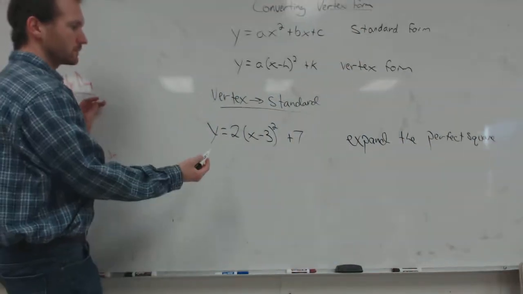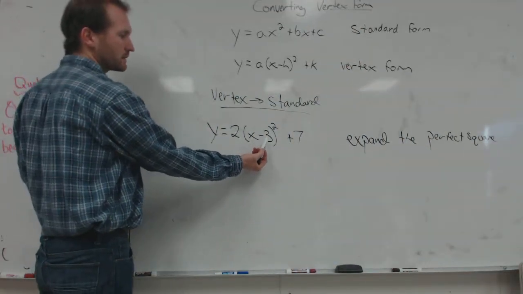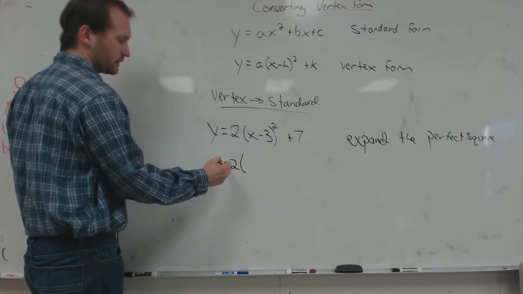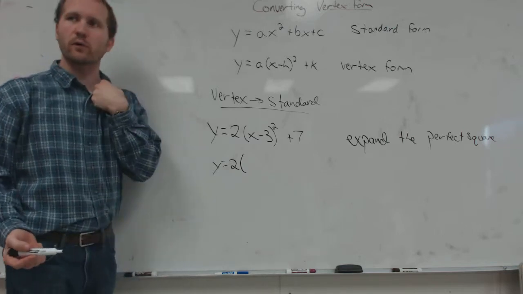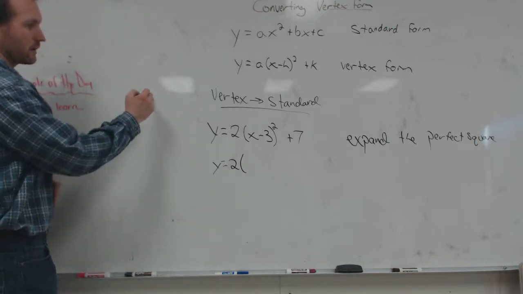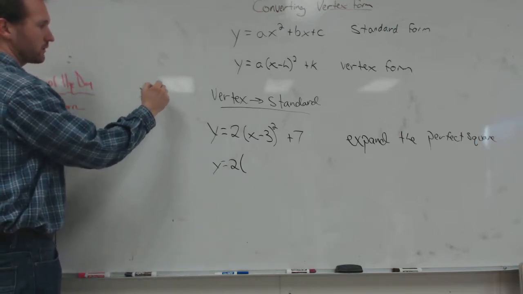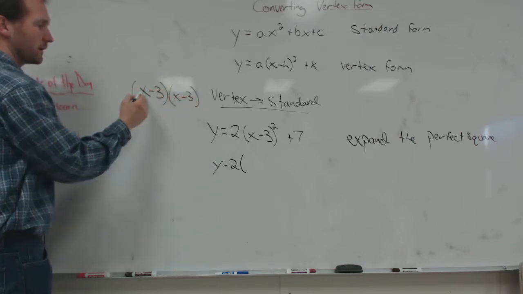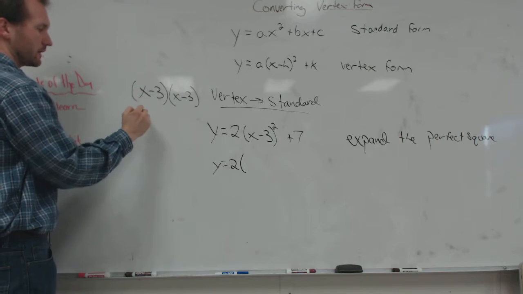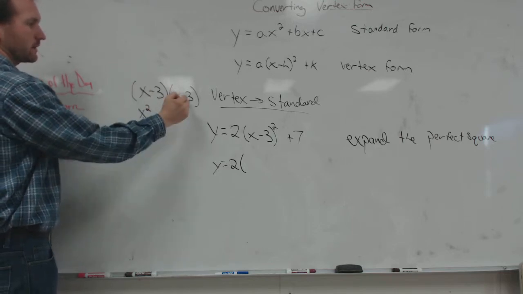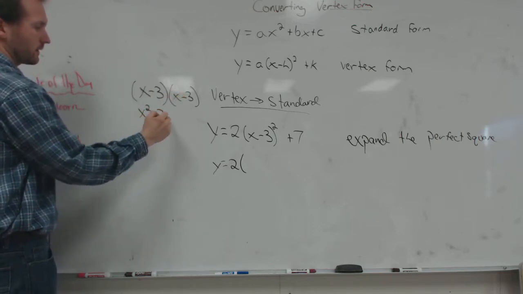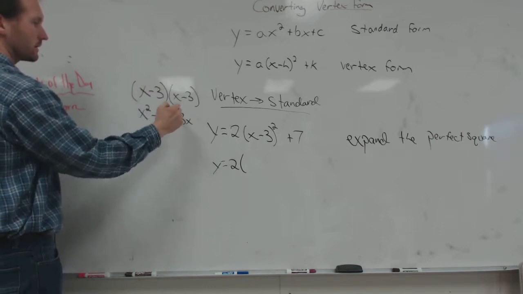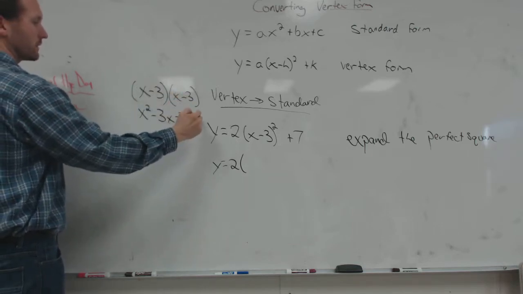So (x minus 3) squared, there's a couple ways we could expand that. You could use FOIL. So over here I'll just show using FOIL. You would think of it as x minus 3 times x minus 3. So x times x is x squared. x times negative 3 is negative 3x. Negative 3 times x is also negative 3x. And negative 3 times negative 3 is a positive 9.